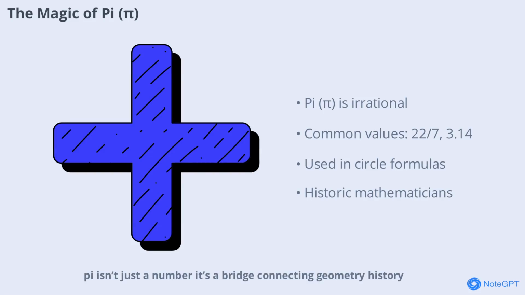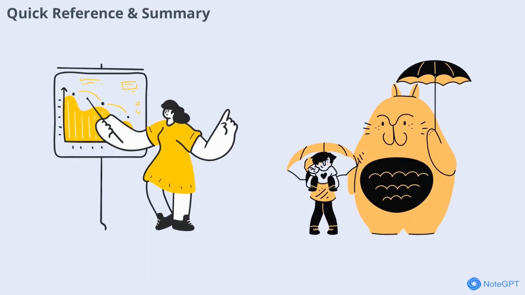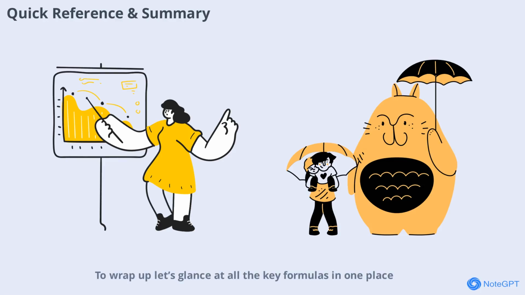Remember, pi isn't just a number, it's a bridge connecting geometry, history, and even memory tricks, making it one of math's most fascinating constants. To wrap up, let's glance at all the key formulas in one place. Whether you're calculating the perimeter of a playground, the area of a garden, or solving advanced geometry problems, these formulas are your toolkit. From simple shapes like squares and rectangles to complex figures like cyclic quadrilaterals, knowing which formula to use is half the battle.